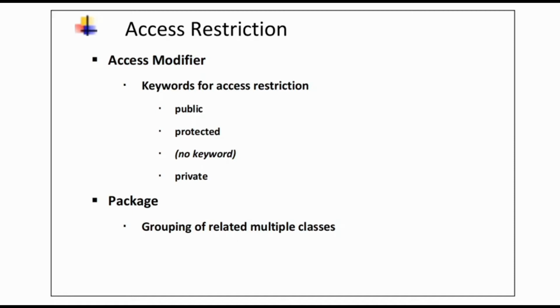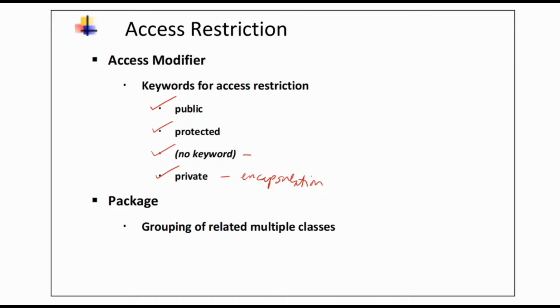There are four keywords we could use for access restriction. These are called access modifiers, and they are: first, public; second, protected; third is no keyword, which we already discussed earlier; and private, which we use to employ encapsulation from our previous discussion.